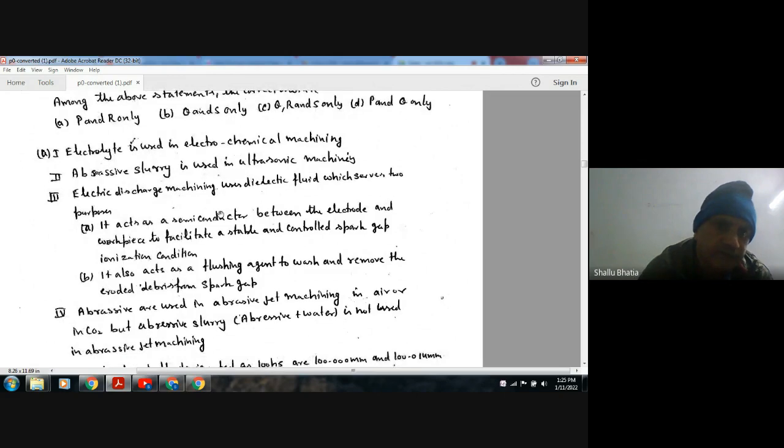So the answer is P and R. So option A. The electrolyte is used in electrochemical machining. The abrasive slurry is used in ultrasonic machining. Electric discharge machining uses a dielectric fluid, which serves as the working medium. It acts as a semiconductor between the electrode and workpiece to facilitate stable and controlled spark gap ionization conditions. It also acts as a flushing agent to wash and remove the eroded debris from the spark gap. Okay, this is not used as an electrolyte.